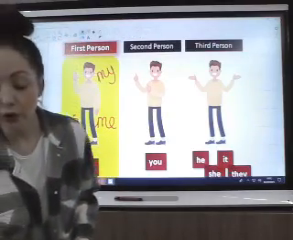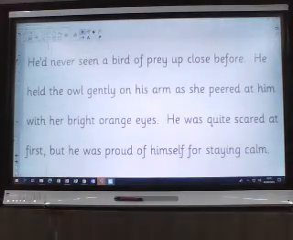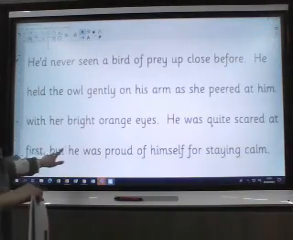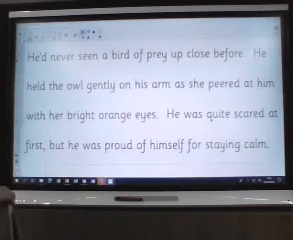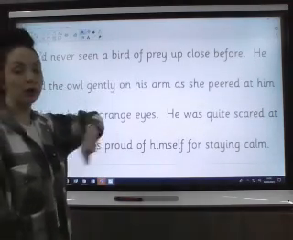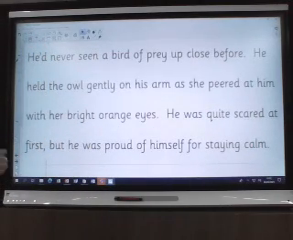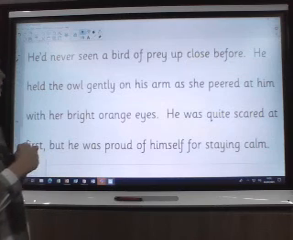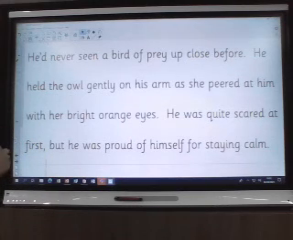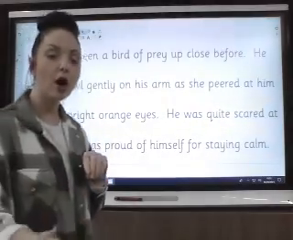So your task then, you've got this extract all about a bird of prey. It says he'd never seen a bird of prey up close before. He held the owl gently on his arm as she peered at him with her bright orange eyes. He was quite scared at first, but he was proud of himself for staying calm.